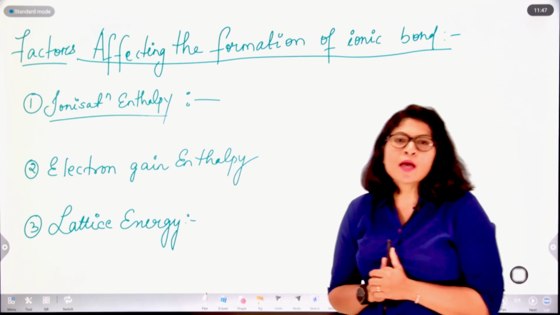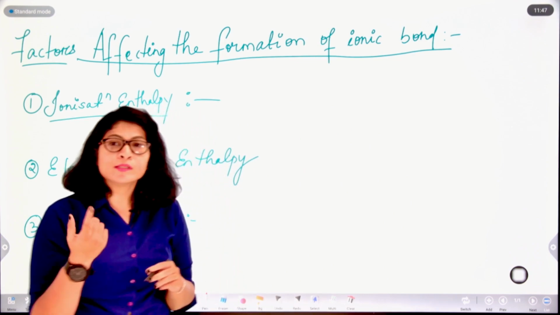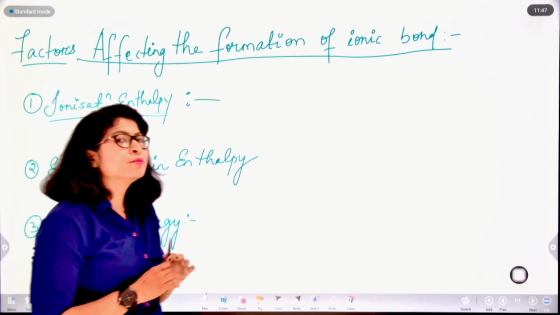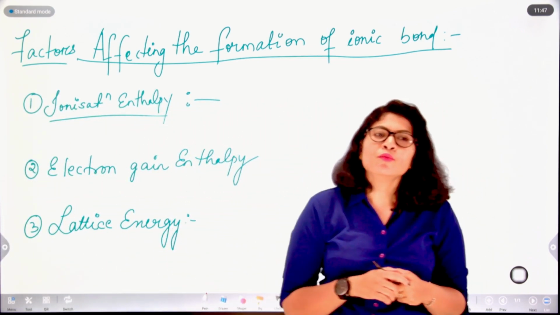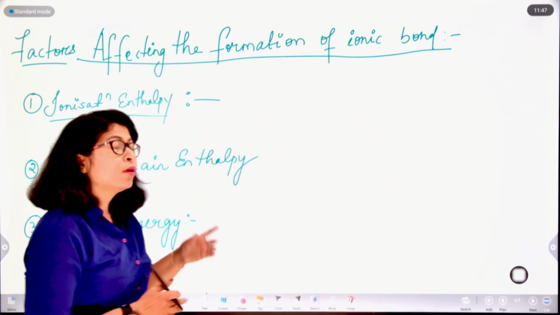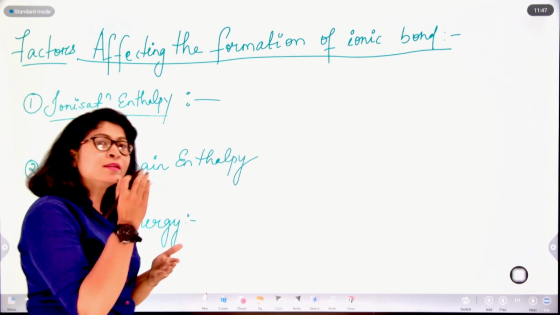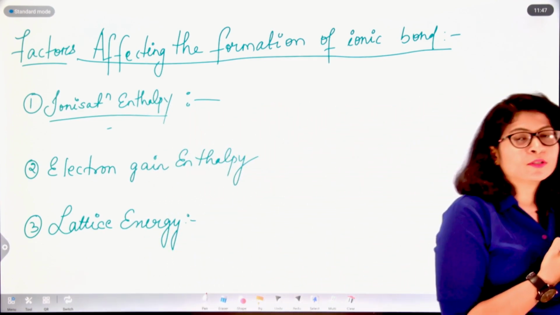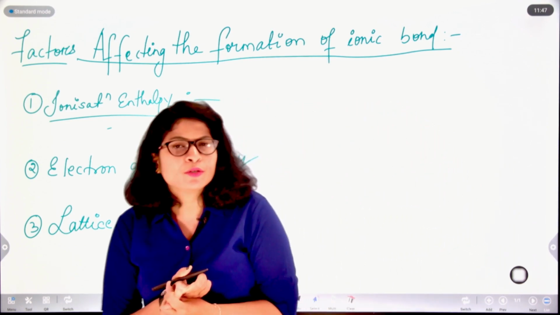Obviously no, because an ionic bond is formed only when the atom loses an electron to form a positive ion. So when the atom is very reluctant in losing electrons, we have to supply more energy, or we can say its ionization enthalpy increases. So the higher the value of ionization enthalpy, the more difficult it is for the atom to form a positive ion, and more difficult will be the formation of an ionic bond.